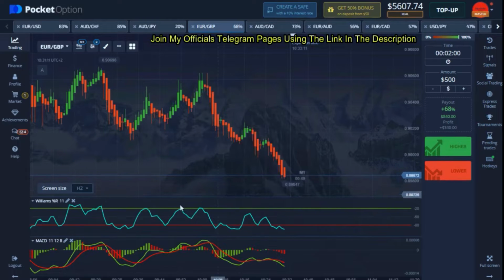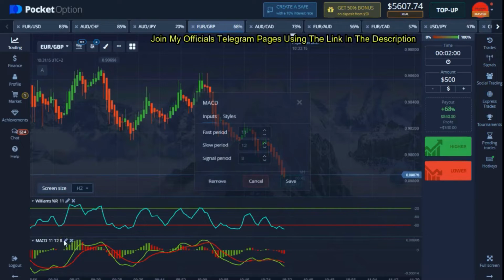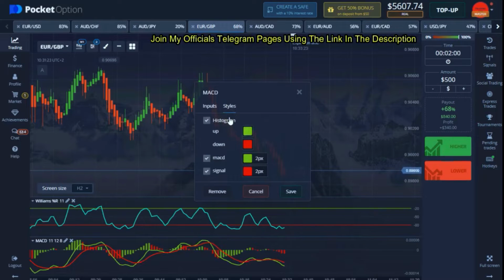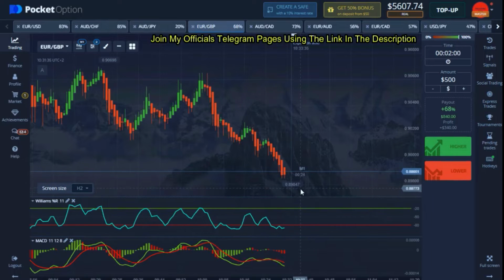The second indicator we are using, which is our last indicator, is called MACD, with the first period of 11. The slope period is 12, while the signal is 8. All right, so on the style part, all you have to do is set your MACD lines to 2 pixels, and of course the signal line as well to 2 pixels. So when you're done, you hit save. That is pretty much all you have to do.